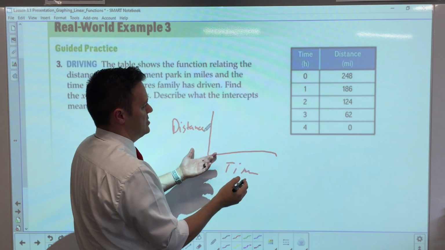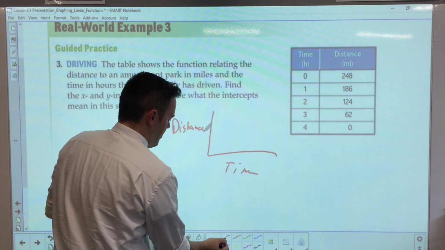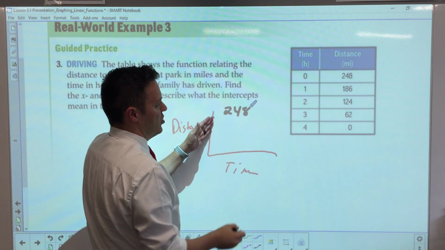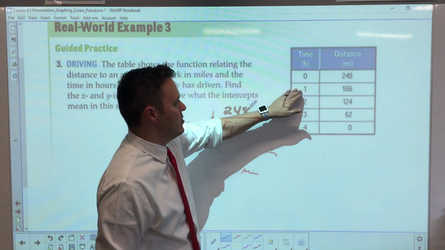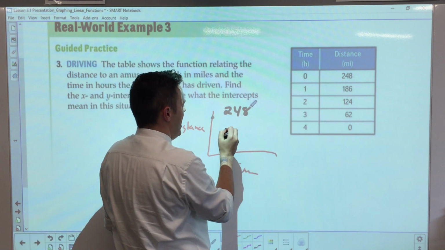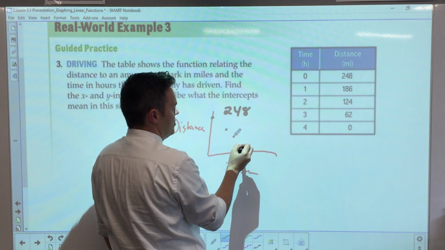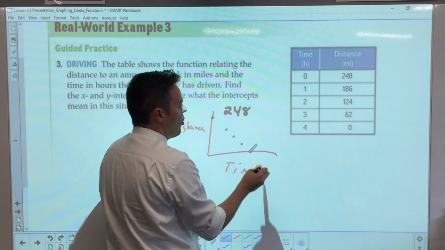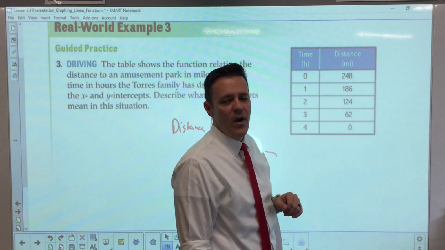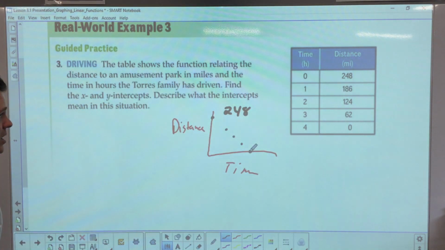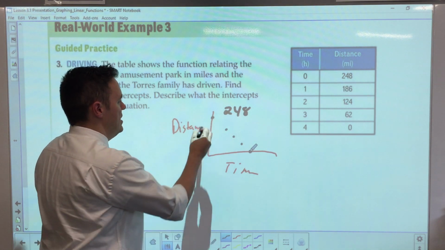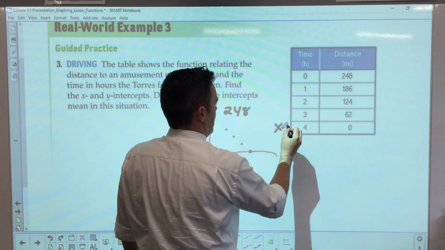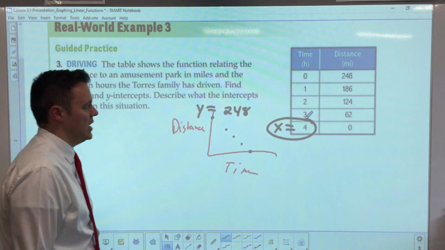All right, so what are they doing, ladies and gentlemen? They're starting at the point right here, which they're starting at 248 miles away from the theme park. All right, and for every hour that they drive, they're slowly getting closer. So that would be 1, 2, 3, until what happens? After 4 hours, they what? They arrive at their destination, okay? So the y-intercept would be 248, and the x-intercept would be 4, okay?